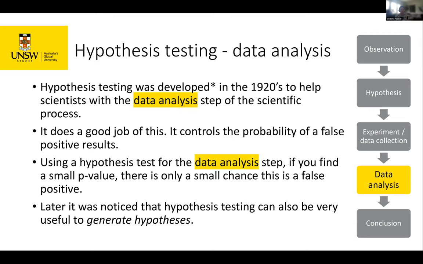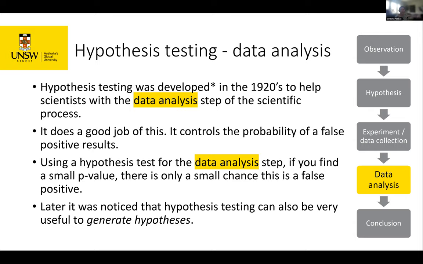So if you use hypothesis testing in the data analysis step of the scientific process, and you do find you have a small p-value, there's only a small chance of a false positive. So you can be quite confident that you've found a true positive. Because we know the chances of false positives are relatively small, we have evidence that the effect you found is a true effect. So that's very nice, and that's how hypothesis testing came into this.